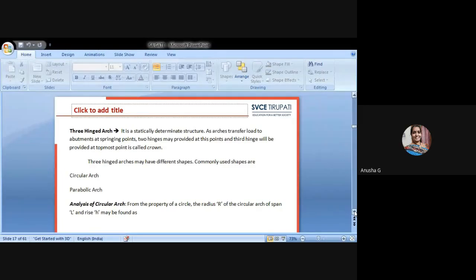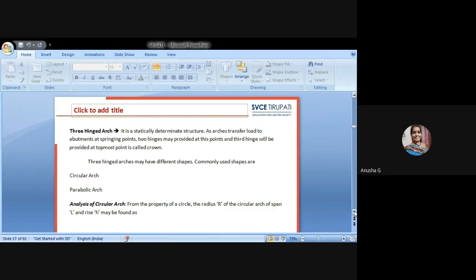A 3-hinged arch is a statically determinate structure. Why do we say this is a statically determinate structure? Because 3 hinges will be there, and those 3 hinges will obey the 3 equilibrium conditions. That is, our equilibrium conditions are 3. 3 minus 3 equals 0. Then our 3-hinged arch is a statically determinate structure.